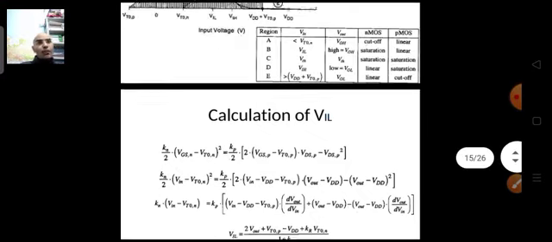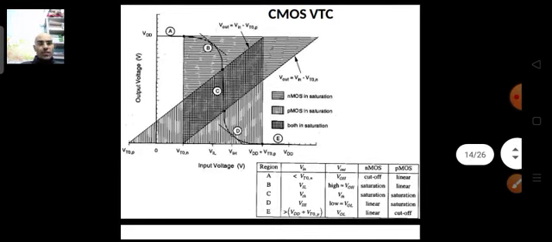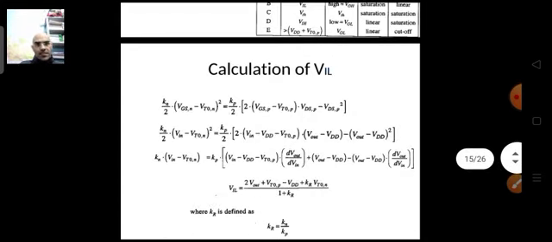Why is it so? Because if you see this particular diagram of the VTC, you can see that VIH will fall in region D, and in region D, from the table, you can see that your NMOS operates in the linear region whereas your PMOS operates in the saturation region.